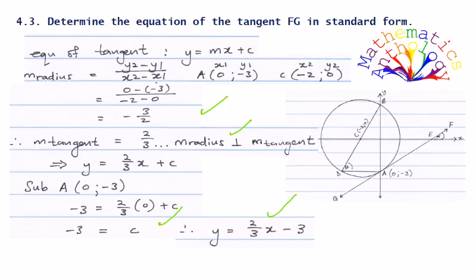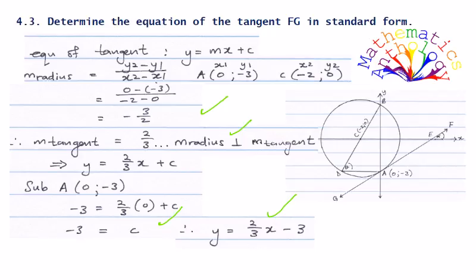We have 2 points on the radius. We have point C and we have point A. So to find the gradient, it's not going to be difficult. It's y2 minus y1 over x2 minus x1 using points A and C. And you get your gradient of the radius works out to be negative 3 over 2.